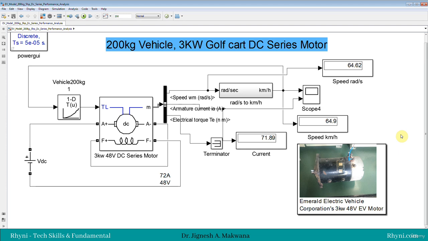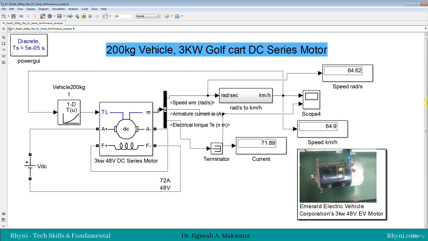So we are adding new lessons on power measurement and performance analysis of the electric vehicle model. So let's start with measuring power as well as efficiency. So we will measure output power as well as input power.